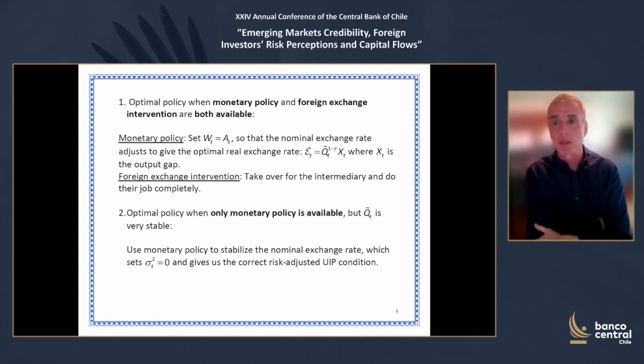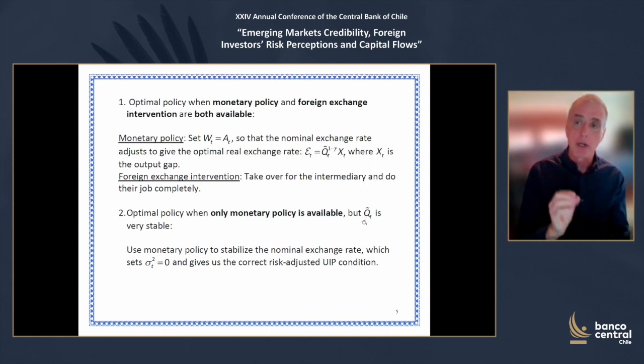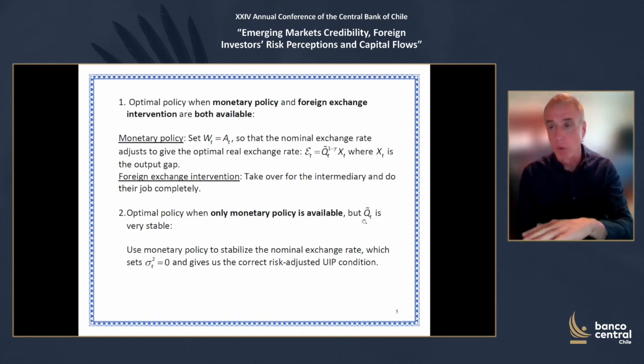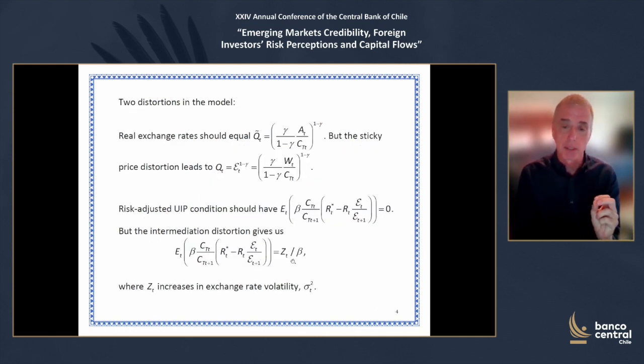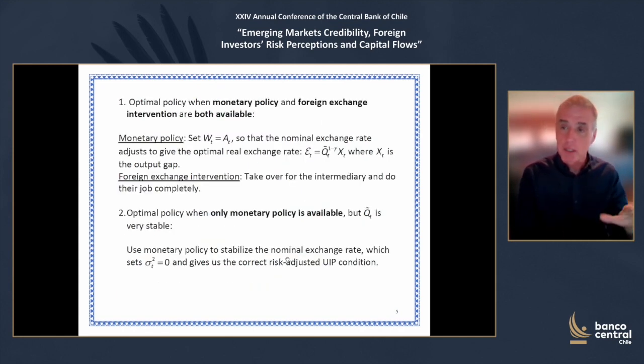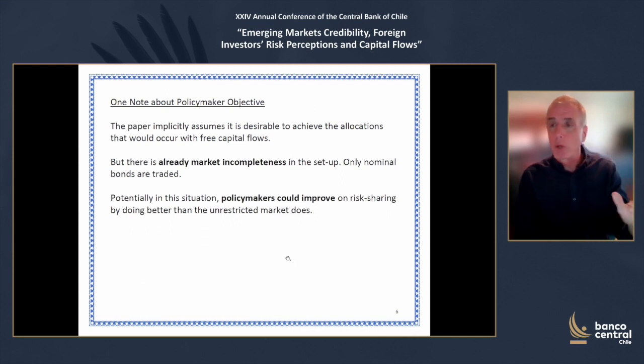But to me, one of the interesting things is that when the optimal real exchange rate is pretty stable, then you want to use monetary policy to just stabilize the exchange rate. You don't need to worry about the real exchange rate fluctuations, and stabilizing the nominal exchange rate then is one way to get rid of this deviation from UIP. So if the real exchange rate didn't have to move very much, you would use monetary policy to stabilize the nominal exchange rate.